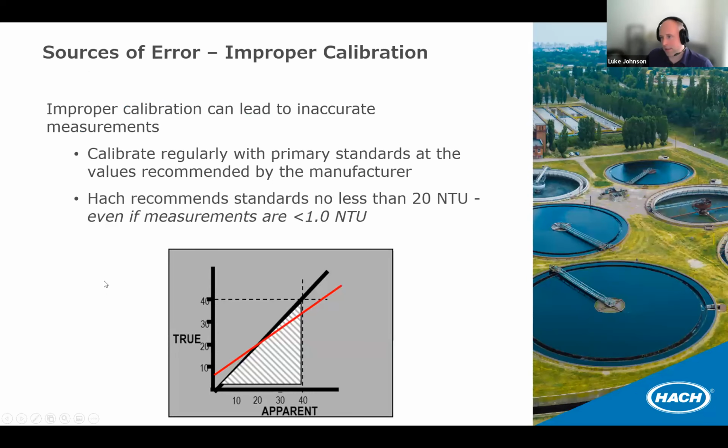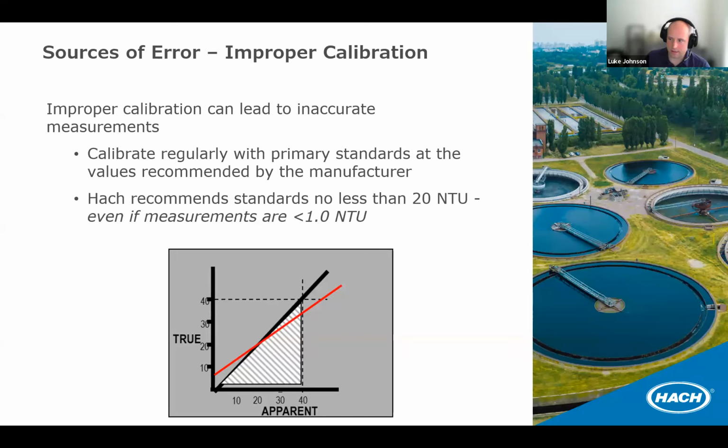And then the other big source of error is an improper calibration. Turbidity is kind of hard to calibrate, particularly at the low end of the measurement range. The EPA says calibrate according to the manufacturer, and as the manufacturer, Hach recommends that you calibrate with one standard. If you're measuring at the low end of the range, with one standard, not less than 20 NTUs, and NTUs are the nephelometric turbidity units. Those are the units of turbidity.